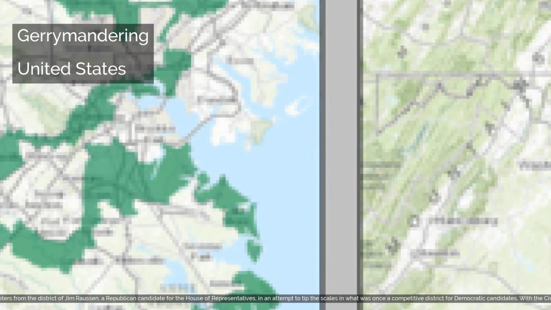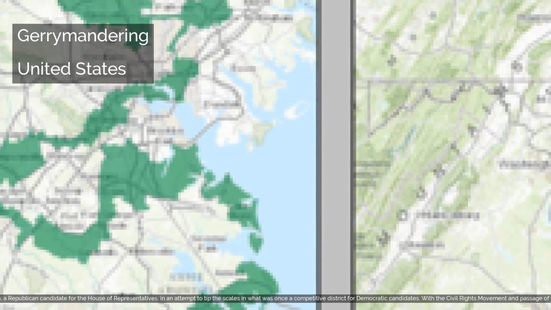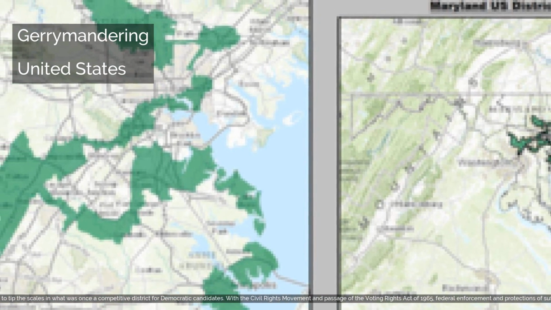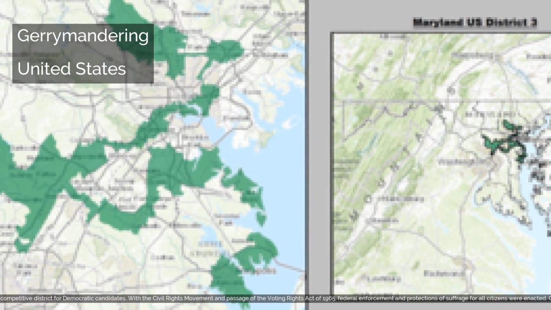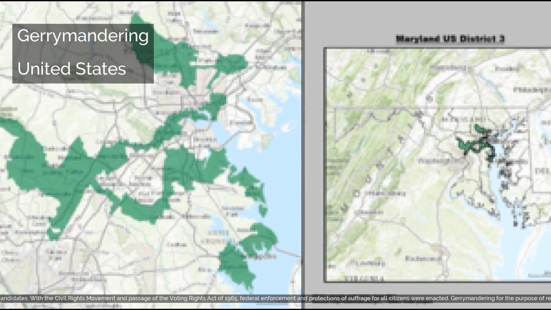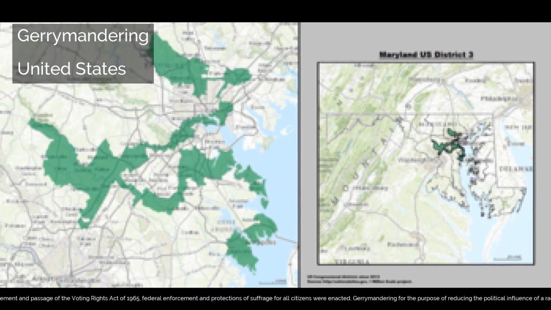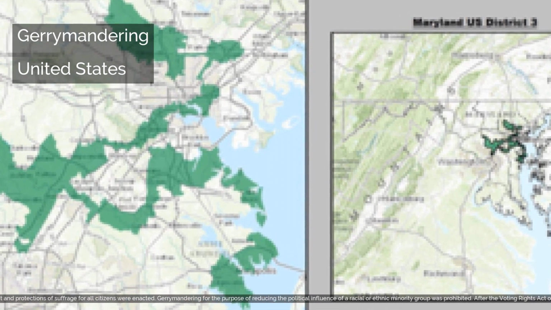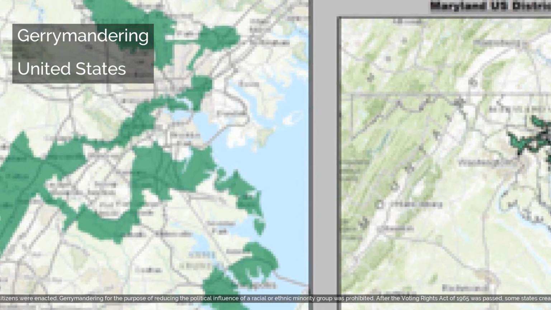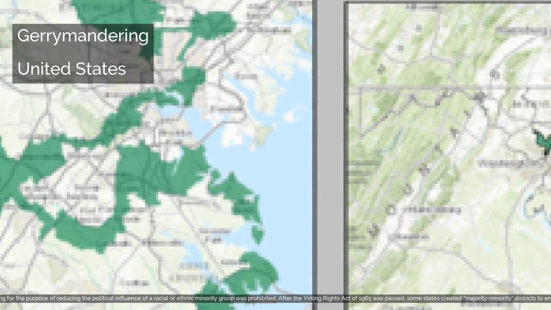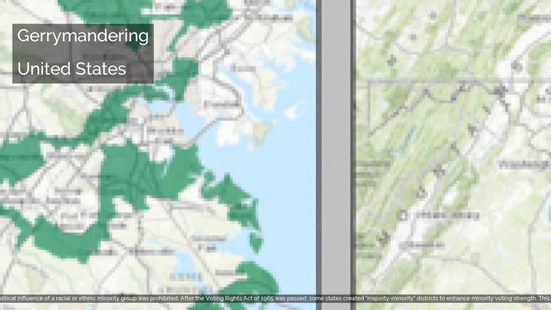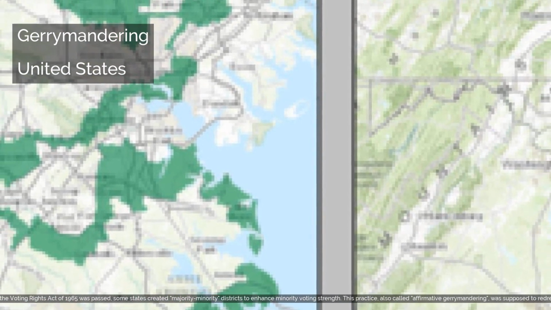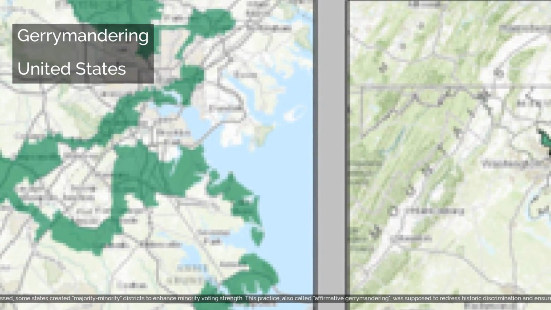With the Civil Rights Movement and passage of the Voting Rights Act of 1965, federal enforcement and protections of suffrage for all citizens were enacted. Gerrymandering for the purpose of reducing the political influence of a racial or ethnic minority group was prohibited. After the Voting Rights Act of 1965 was passed, some states created majority-minority districts to enhance minority voting strength. This practice, also called affirmative gerrymandering, was supposed to redress historic discrimination and ensure that ethnic minorities would gain some seats and representation in government.